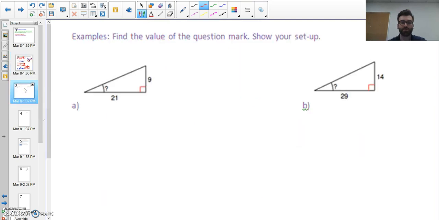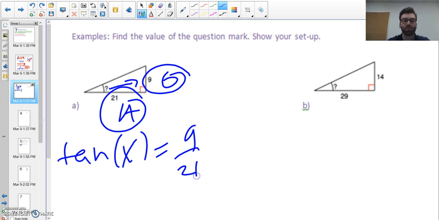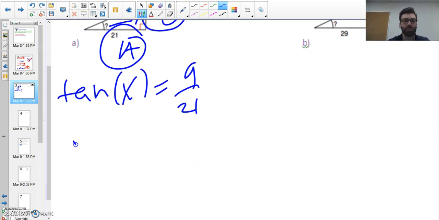All right, so find the value of the question mark. Our question mark, and these are all tangents, aren't they? Oh, buckets. All right, whatever. So remember, you're going to use the function that you're given. Sometimes you're going to be given sine, and these ones are O and A, so we're tangent again. So I'm going to go tangent of x equals 9 over 21. So x equals tan -1.